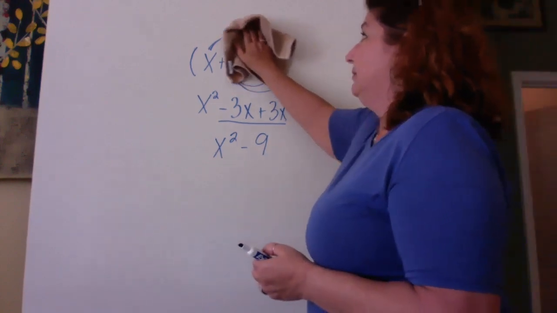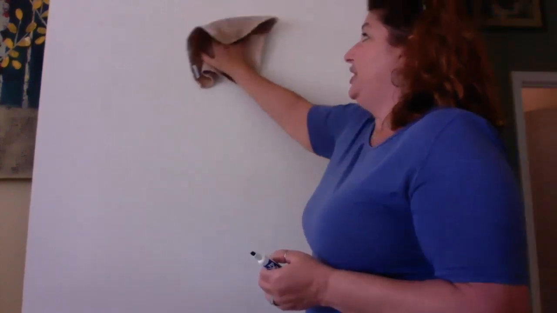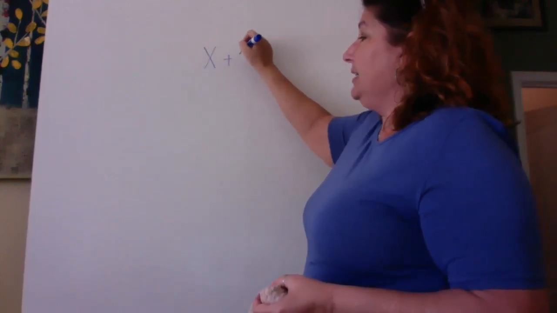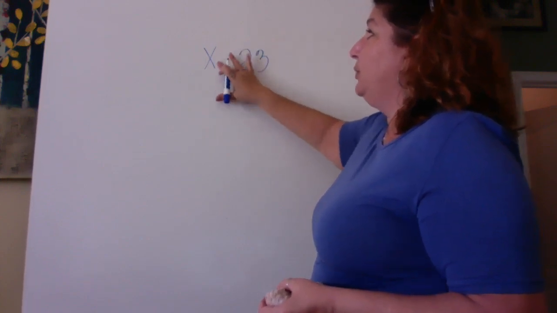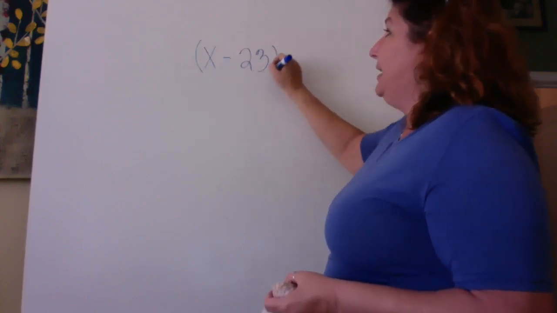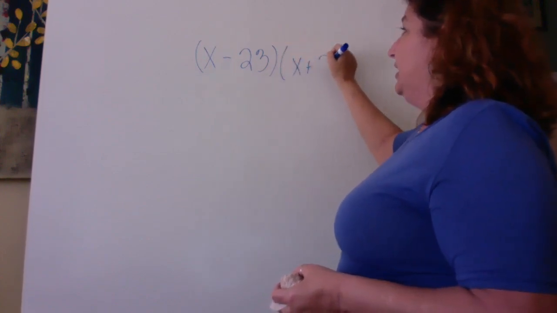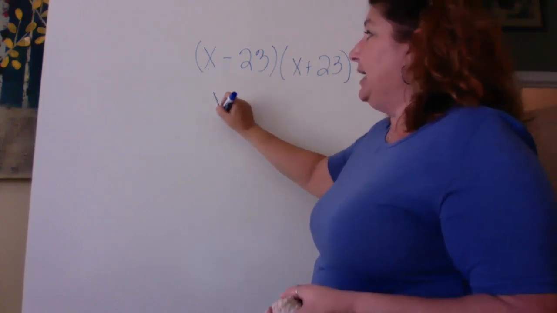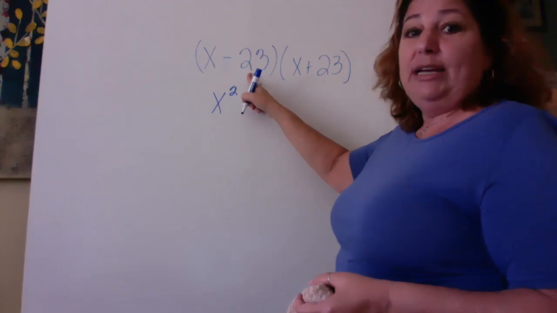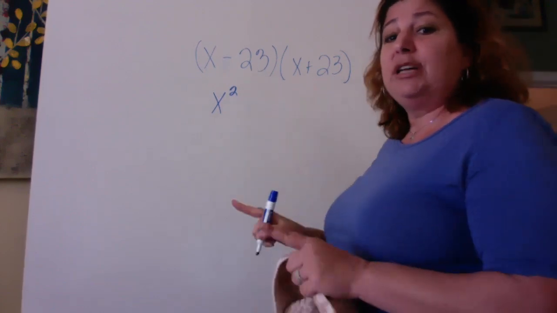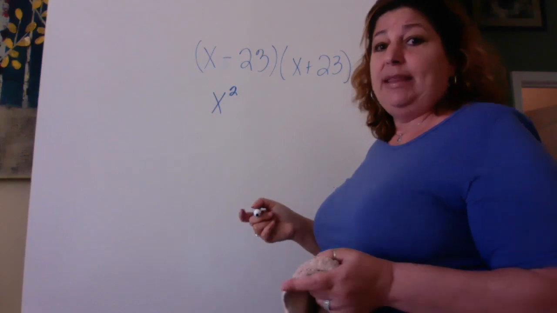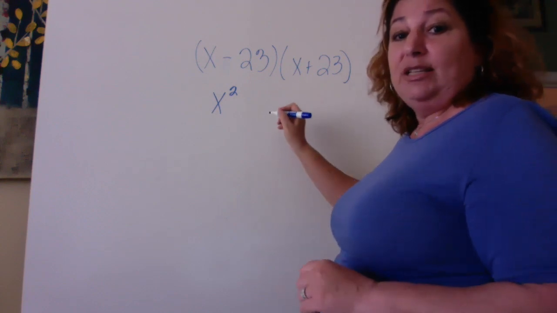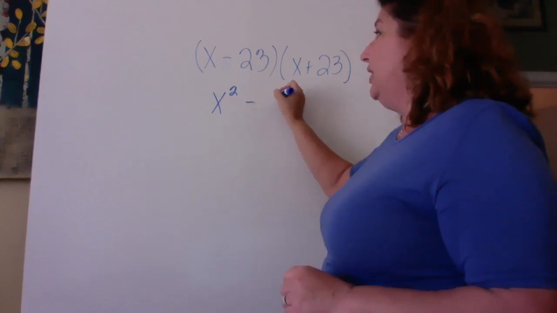So here's just another one to prove to you I'm not lying. If I had x plus 23, and it doesn't matter which one comes first, I could have x minus 23 times x plus 23. I know that I'm multiplying the x's, so I'm going to get x squared. I know if I have a negative 23 and a positive 23, those are going to cancel out. I'm not even going to bother doing that. I'm just going to multiply negative 23 times 23, and I know that 23 squared is 529.